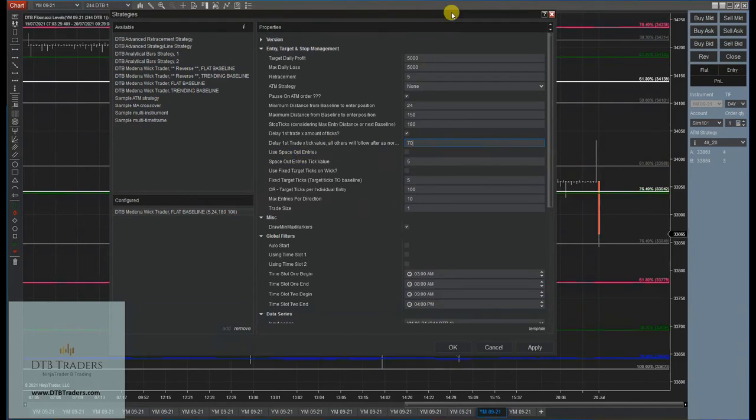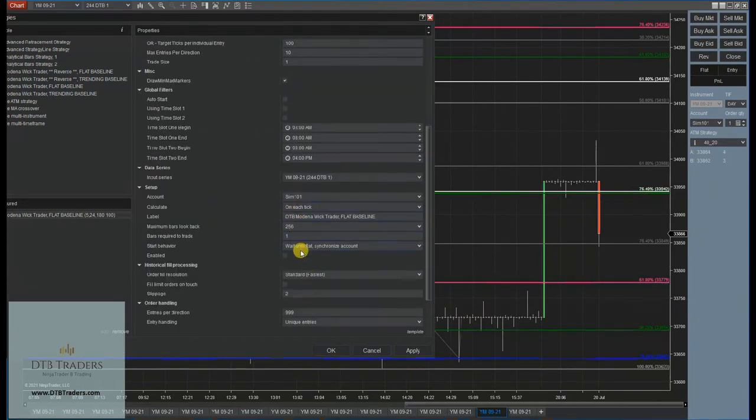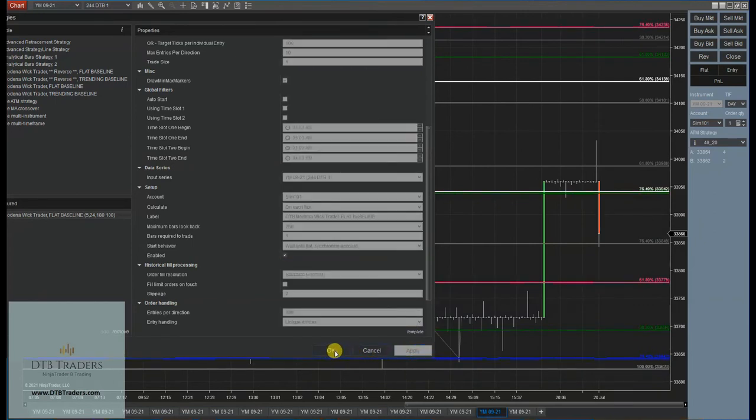And then you can say, you know what, I'm prepared to space out my entries. I don't want all my entries bunched up together. So I'm going to space out my entries by 20 ticks. And I'm going to target right back to the baseline. So instead of having an individual target per ticks, I'm going to have a target of 5 ticks to the baseline. So that type of thing can be activated like that.